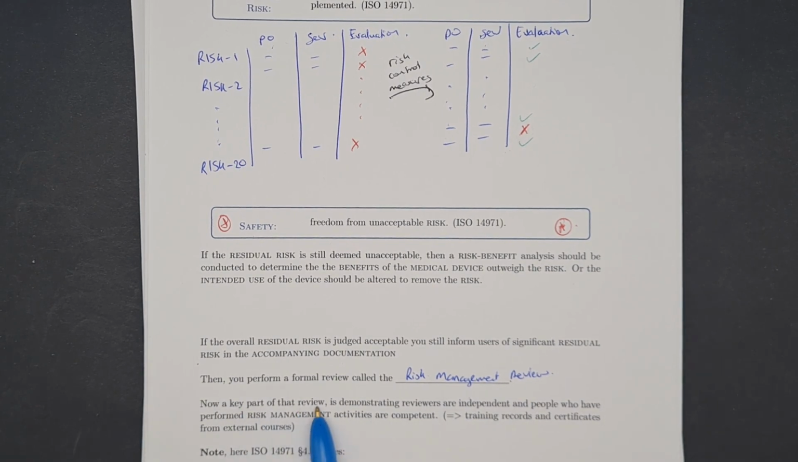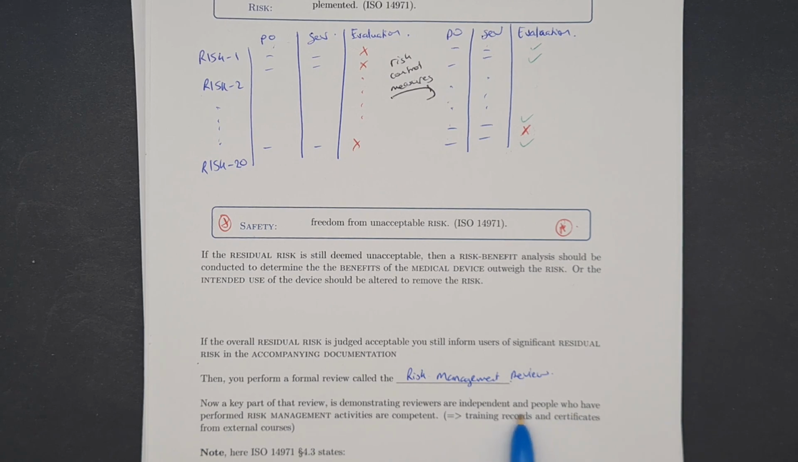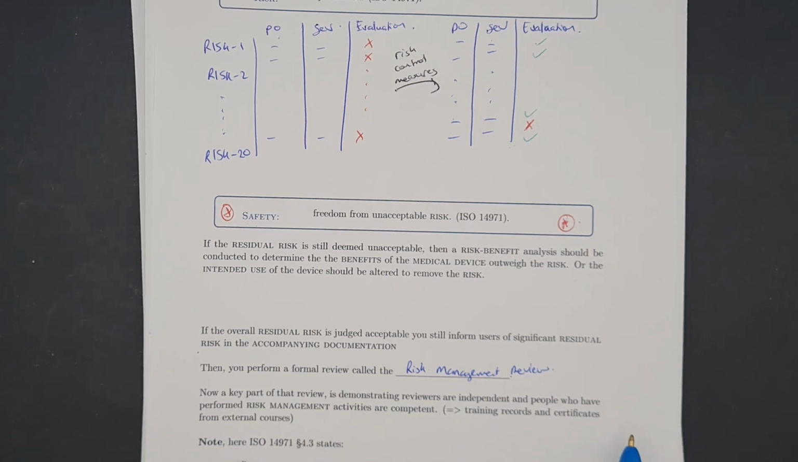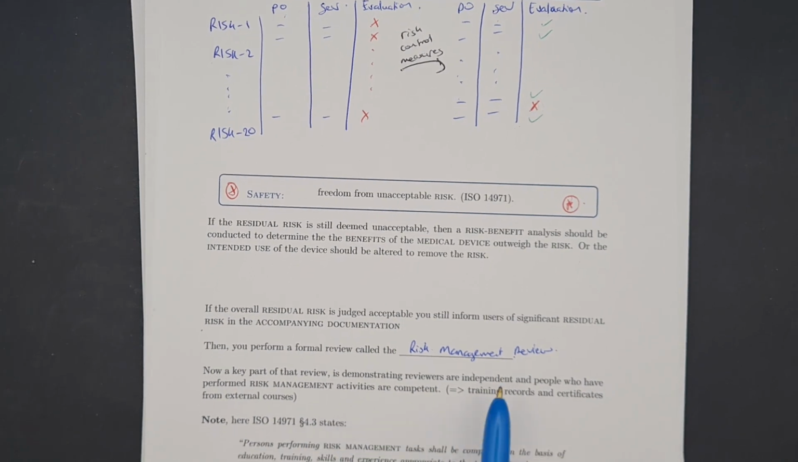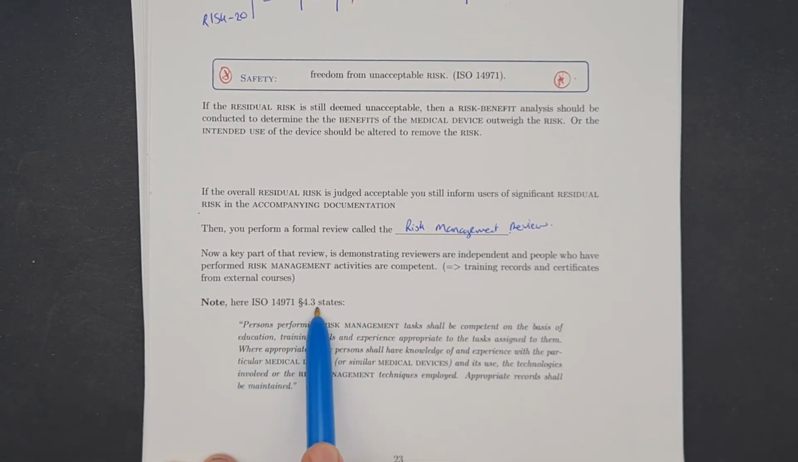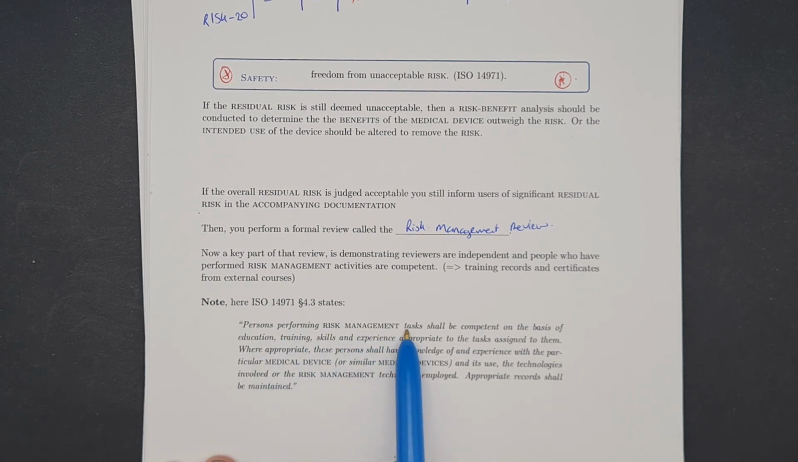Now, another key part of the review is demonstrating that reviewers are independent and that the people who have performed risk management are competent. And the way that you prove people are competent is by training records and certificates, such as the certificate that you can obtain from this course, just a non-YouTube version. And also just a word to note here that it is in fact a clause within the standard that you must have competent personnel, which basically states that persons who are performing risk management tasks shall be competent on the basis of education, training, skills, and experience, and so on and so forth.